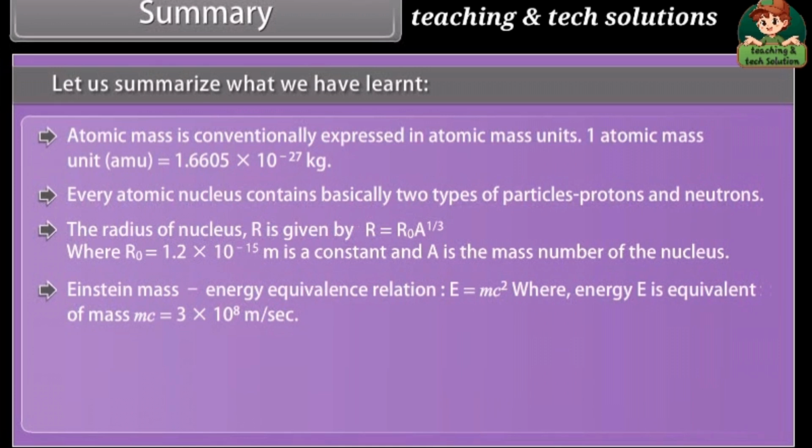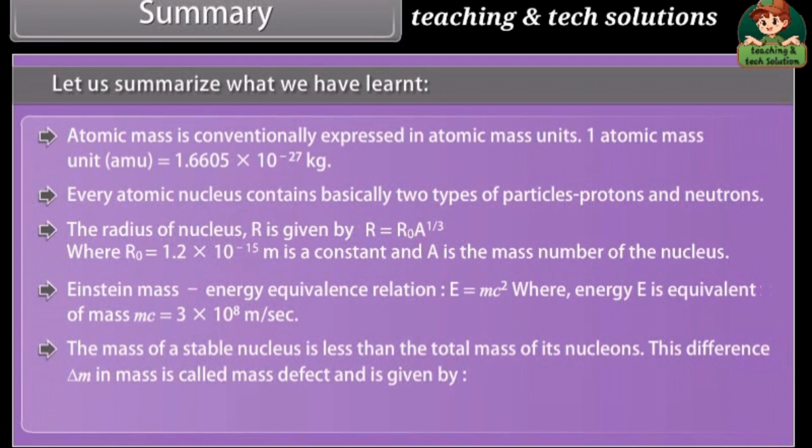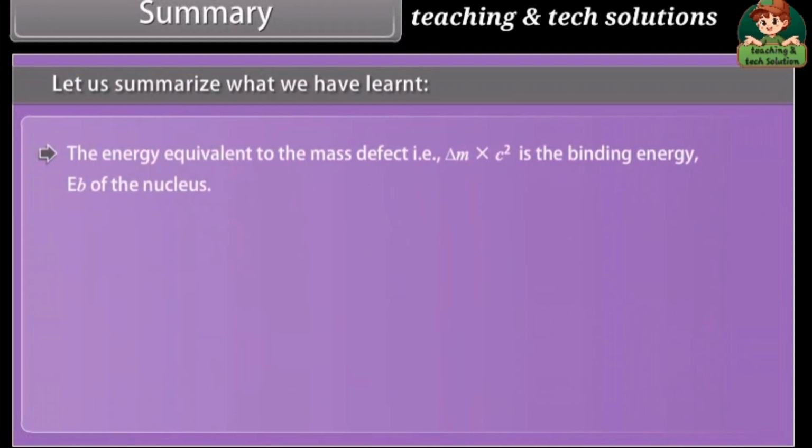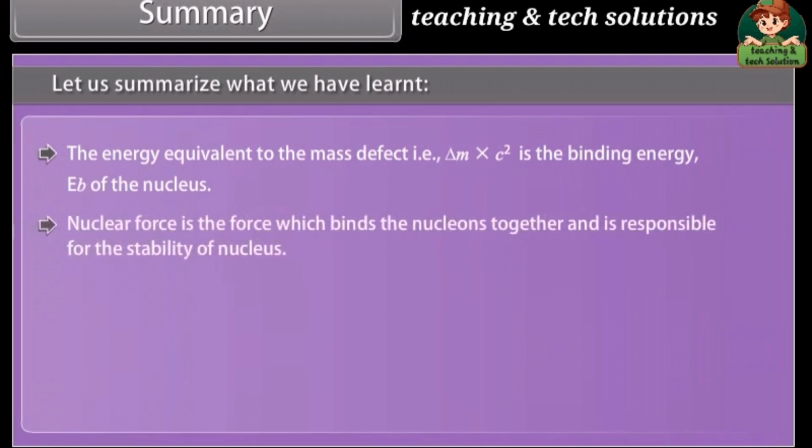The mass of a stable nucleus is less than the total mass of its nucleons. This difference delta m in mass is called mass defect. The energy equivalent to the mass defect, that is delta m into c square, is the binding energy EB of the nucleus. Nuclear force is the force which binds the nucleons together and is responsible for the stability of nucleus.